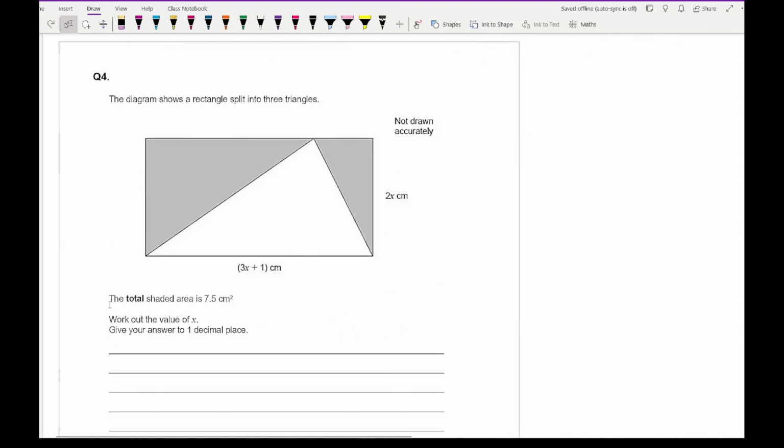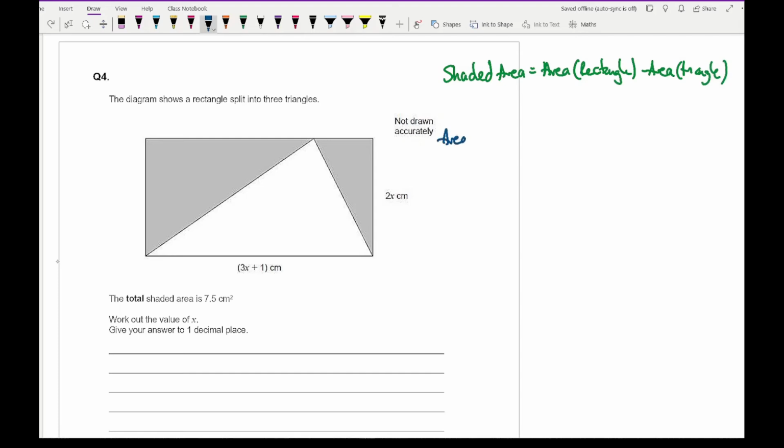Moving on to question 4, it says the diagram shows a rectangle split into 3 triangles. The total shaded area is 7.5 centimetres squared, and it says work out the value of x. Give your answer to one decimal place. So first things first, with any shaded area question, it's always going to be the big shape, which in this case is the area of the rectangle, minus the area of the small shape, which in this case is the triangle. So I need to work out the area, or an expression for the area of each of these two things.